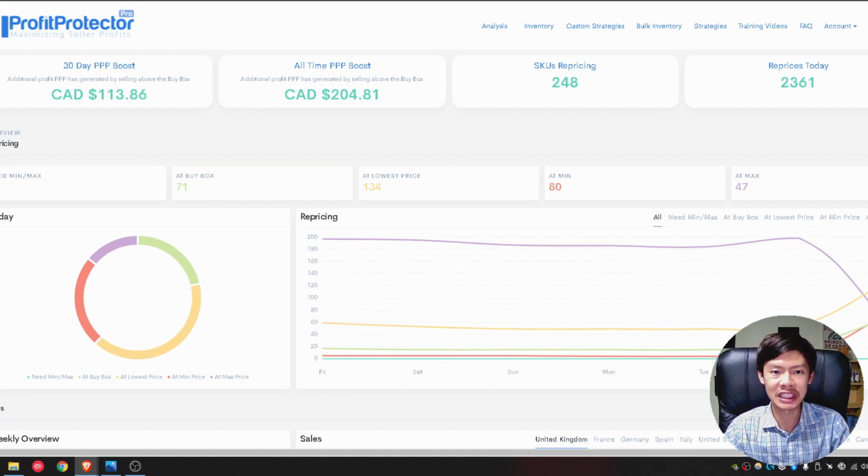Another thing to note is that even if someone tries to win the price war by a penny or something, these repricer tools will still win you the buy box without having to match the lowest price.